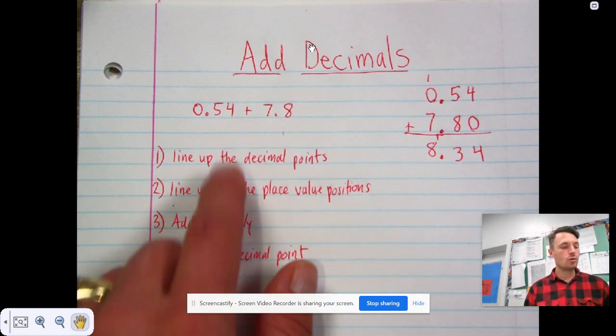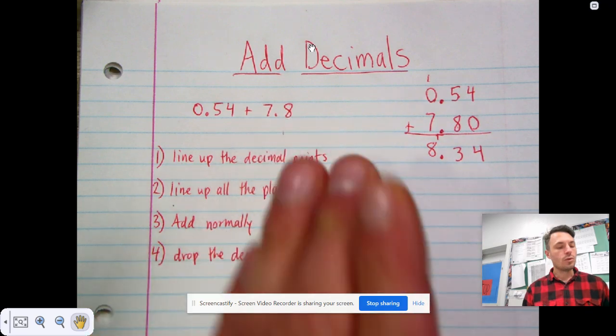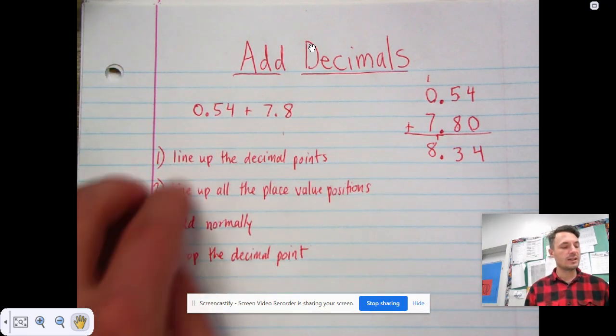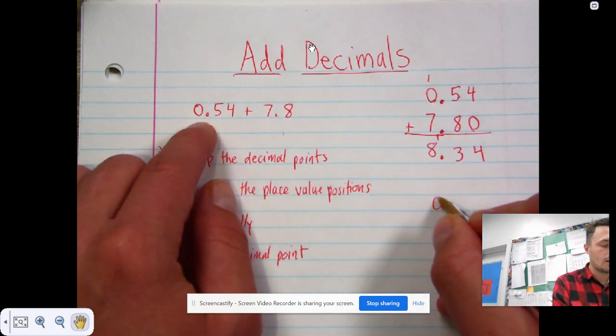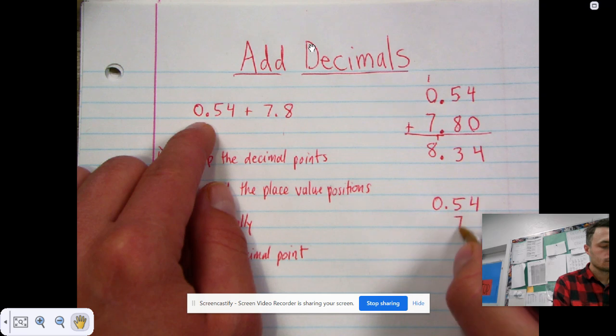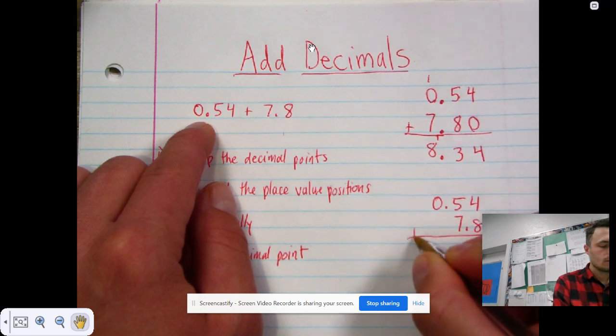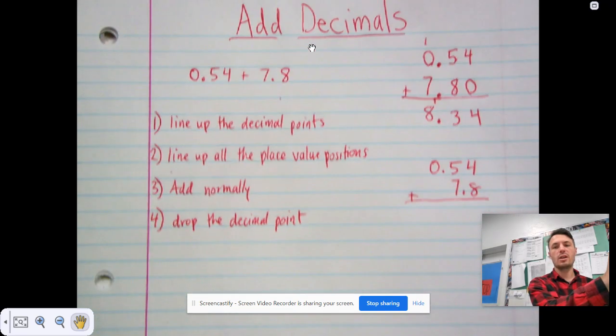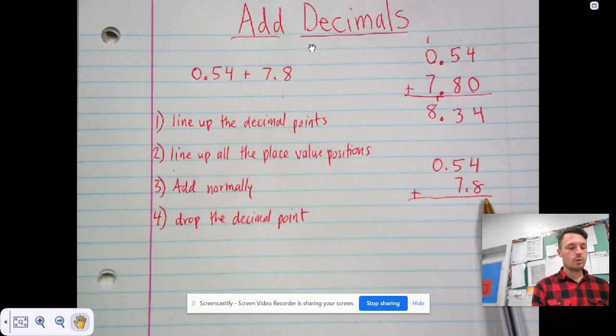Now, you notice how I lined these two numbers up following these steps. I did not line them up like this. If I did that, I would end up with a very, very wrong answer. And the reason this would be wrong is because I'd be adding the 8 in the tenths place to the 4 in the hundredths place.